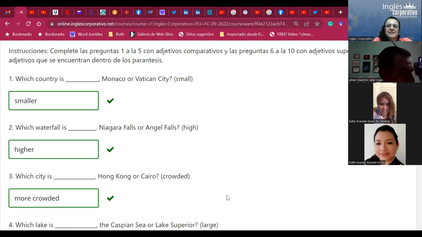Which house is larger? My house or hers? Because you are making a question. And then if you say that your house is bigger, then you are giving the answer. Okay, teacher. Okay. Now thank you.